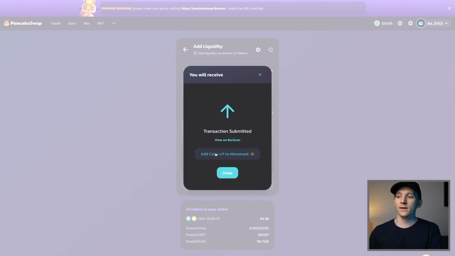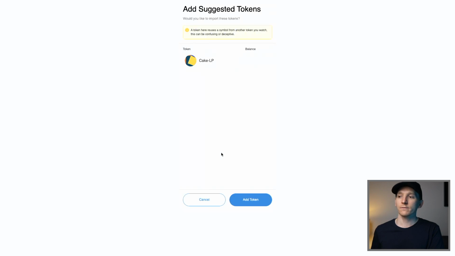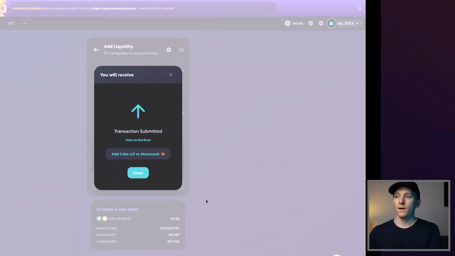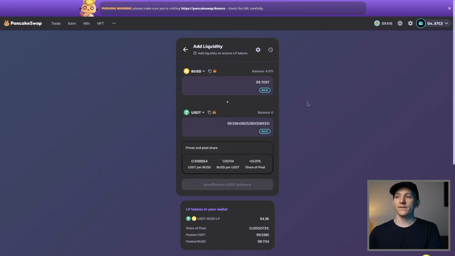So I want to add Cake LP to MetaMask, and I want to click this. It says, do you want to add this? You can see I've already got it. I've added the token, but you can see it does have a balance now of 94 tokens. Now that just corresponds with $94 that I've put in the pool. So you get 1 LP token per dollar in this case. So I can add that, but I've already added it, so I don't need to. So I now have, essentially, those dollars on the platform, and in my wallet, I have the LP token.